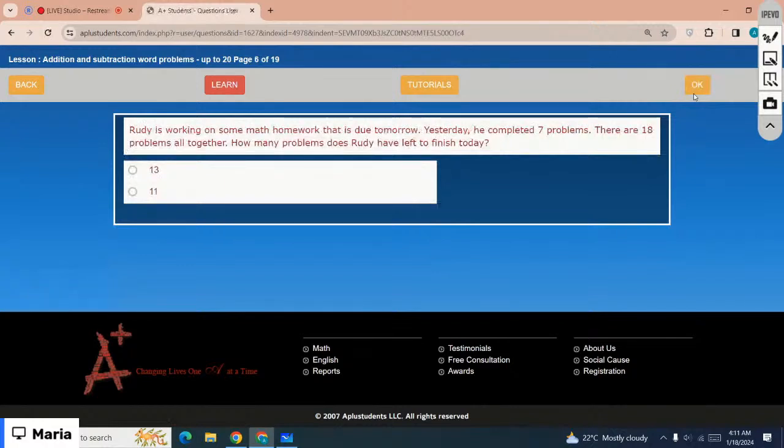Rudy is working on some math homework that is due tomorrow. Yesterday he completed 7 problems. There are 18 problems altogether. How many problems did Rudy have left to finish today? So which is the correct option? The total problems are 18, right? 7 of them he did yesterday. How many problems does he have left for today?